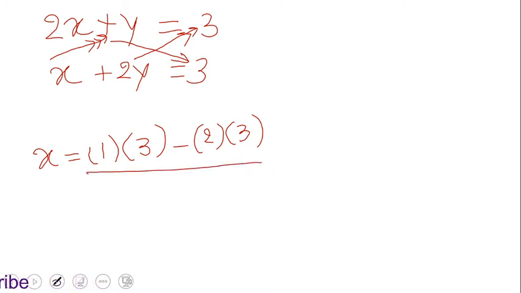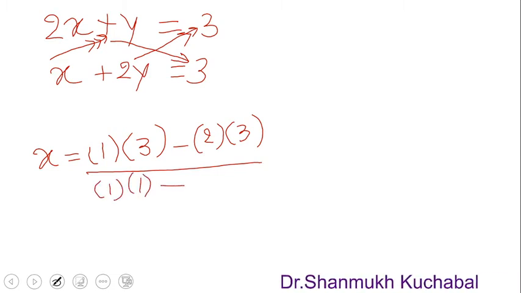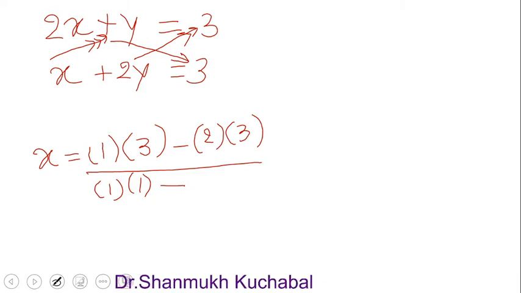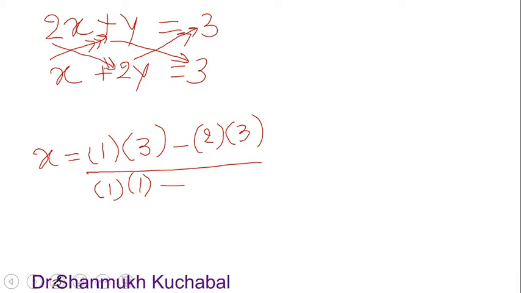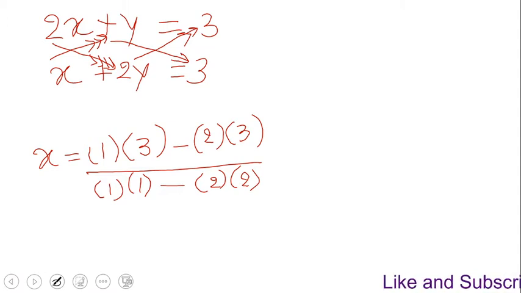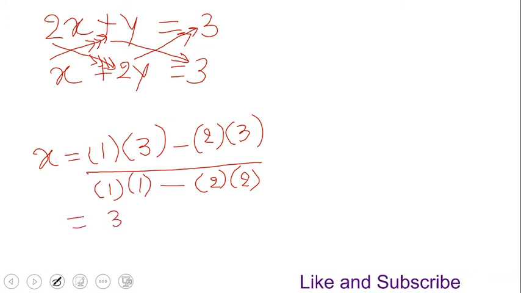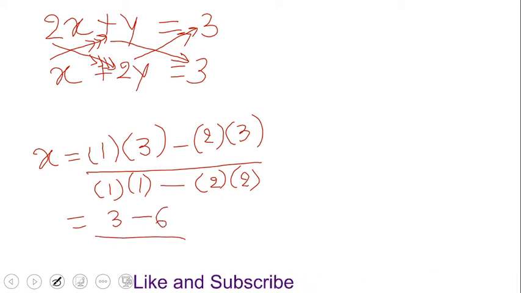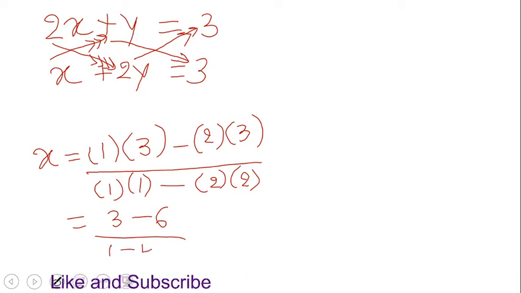Very simple. So the x coefficient is 1, the y coefficient is 1. So we get 1 into 1 minus. Now the opposite process, left top to right bottom. So 4 arrow mark symbols I am using. So we get 2 into 2. So we'll simplify this. 1 into 3 is 3, minus 2 threes are 6. 1 into 1 is 1, minus 2 into 2, 4.